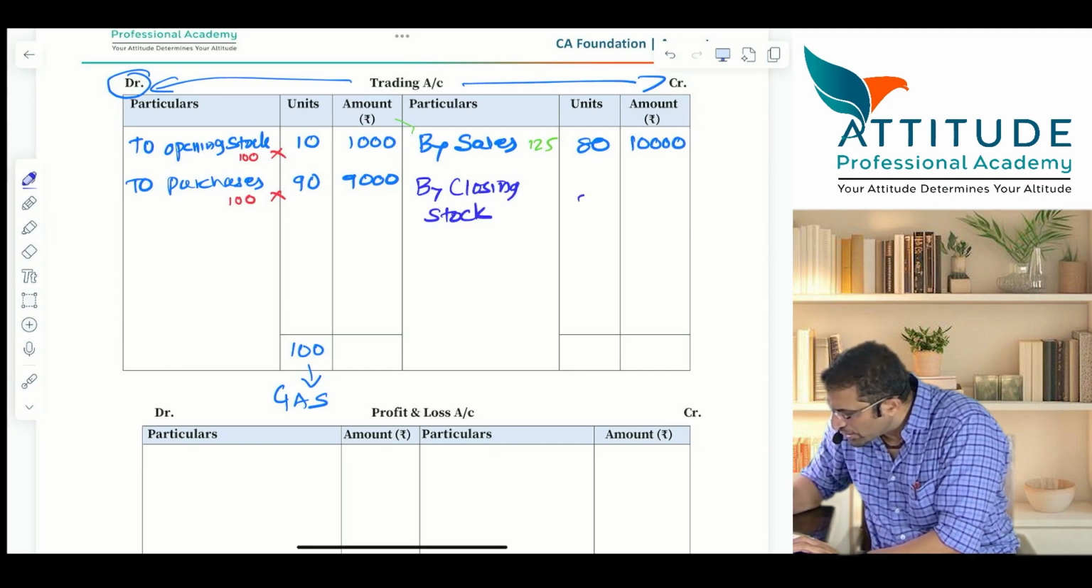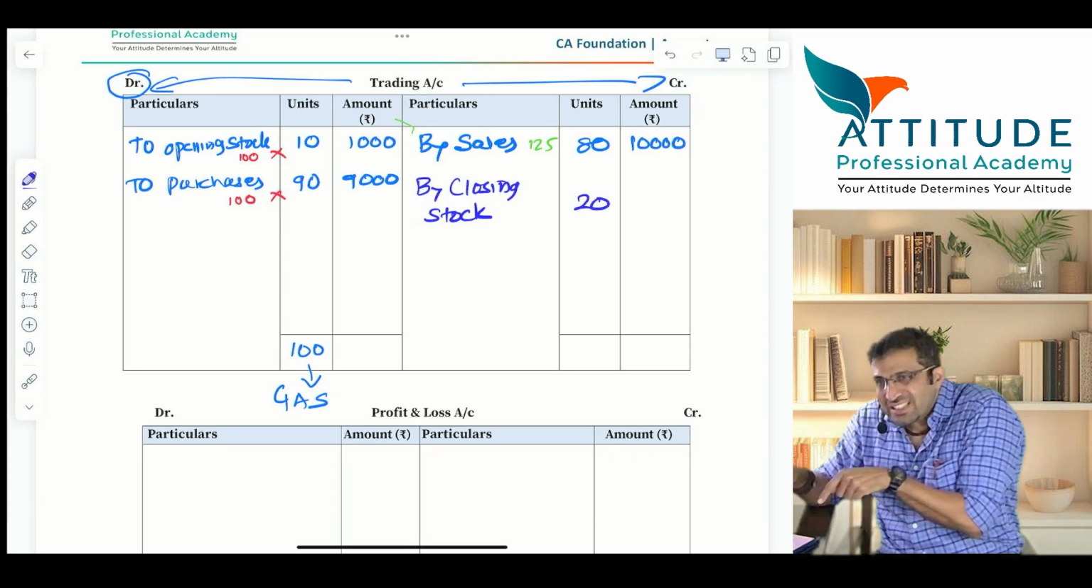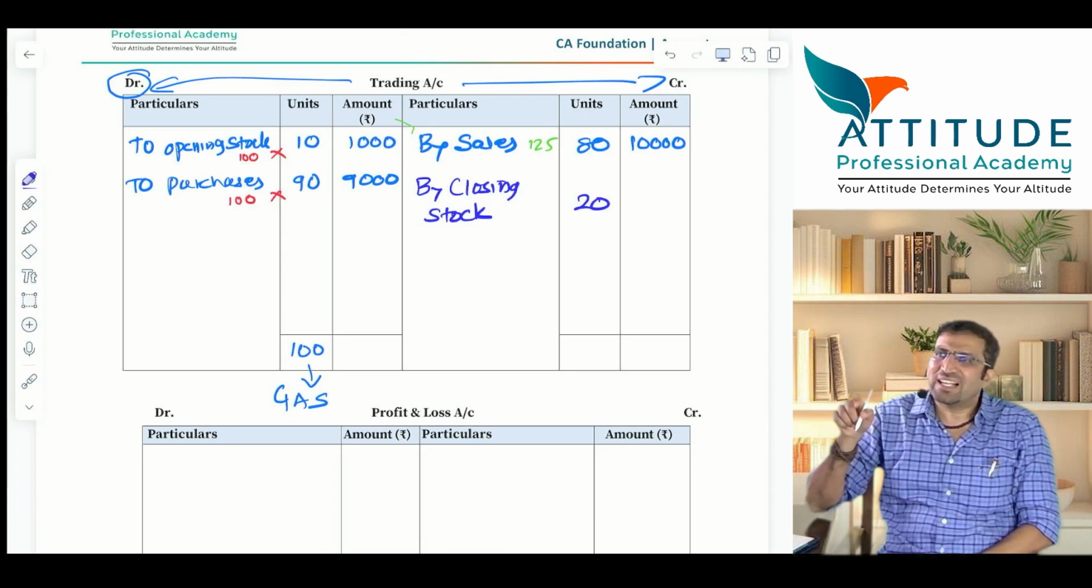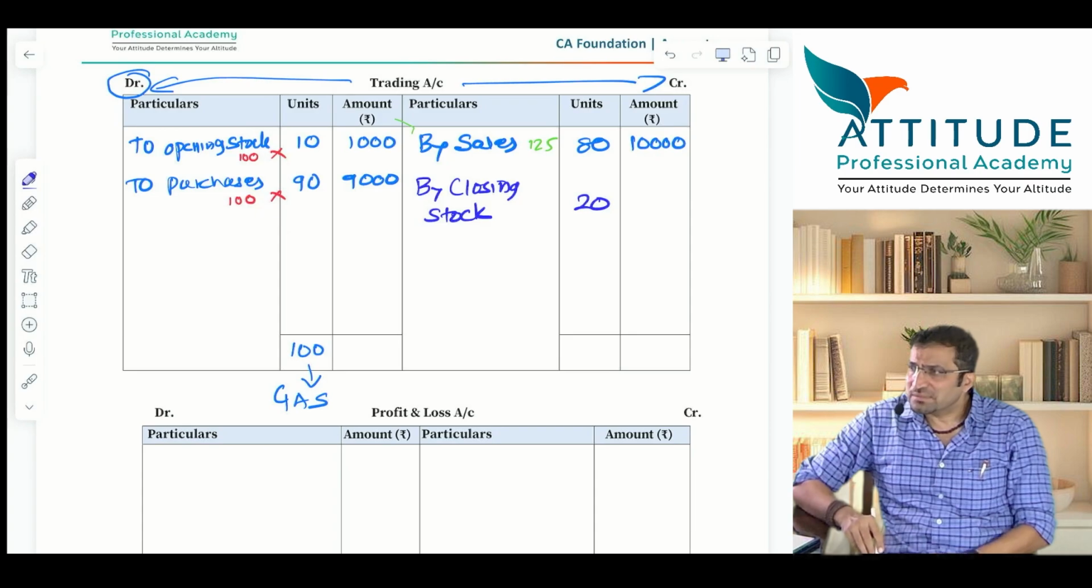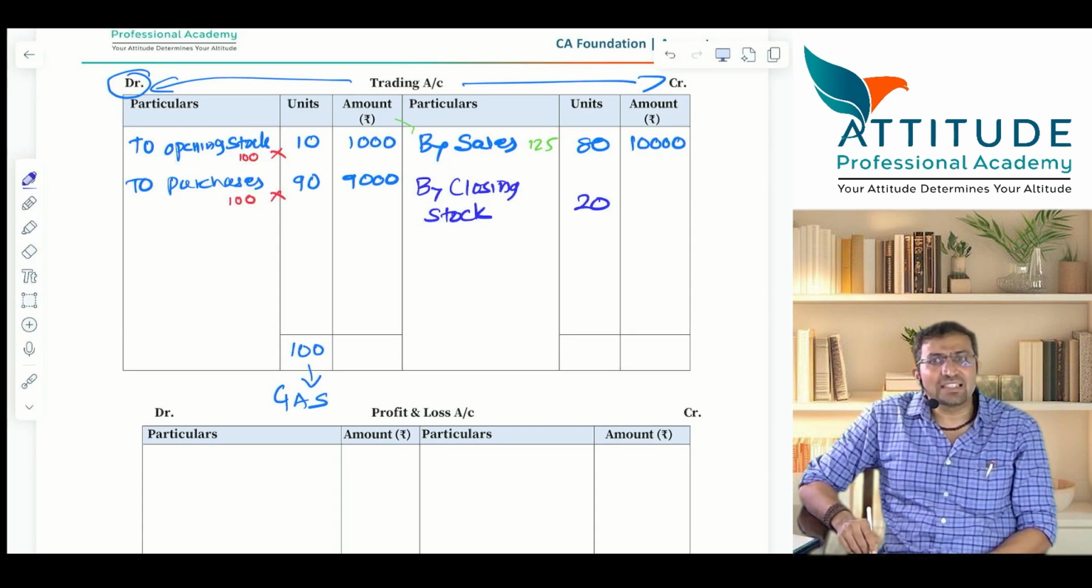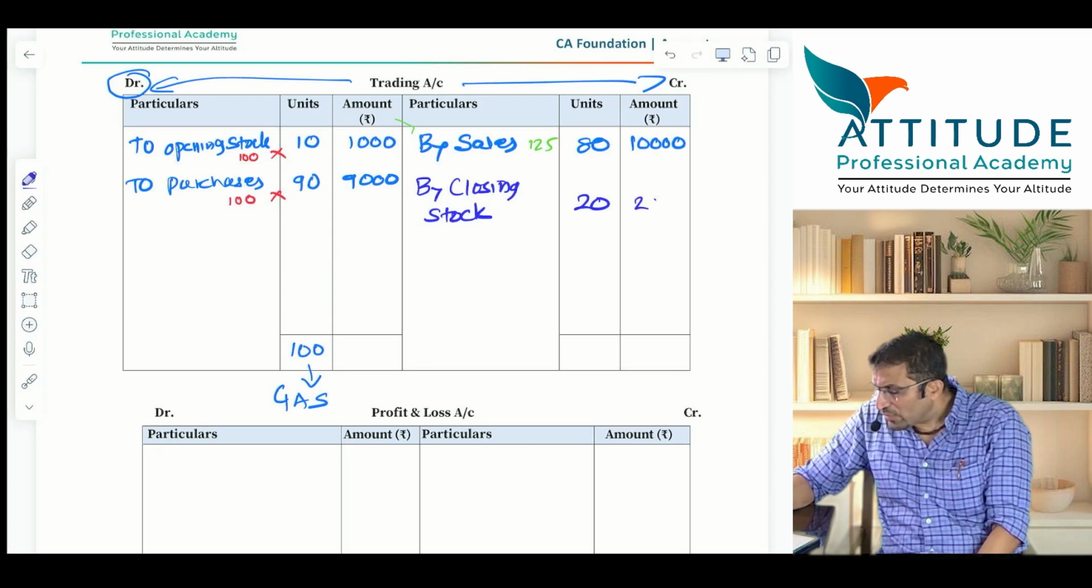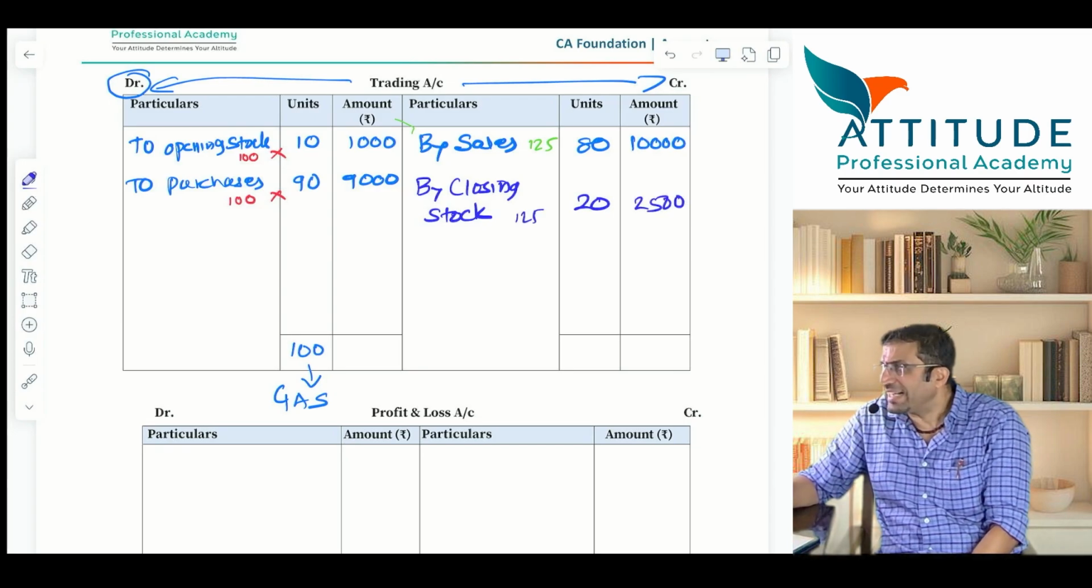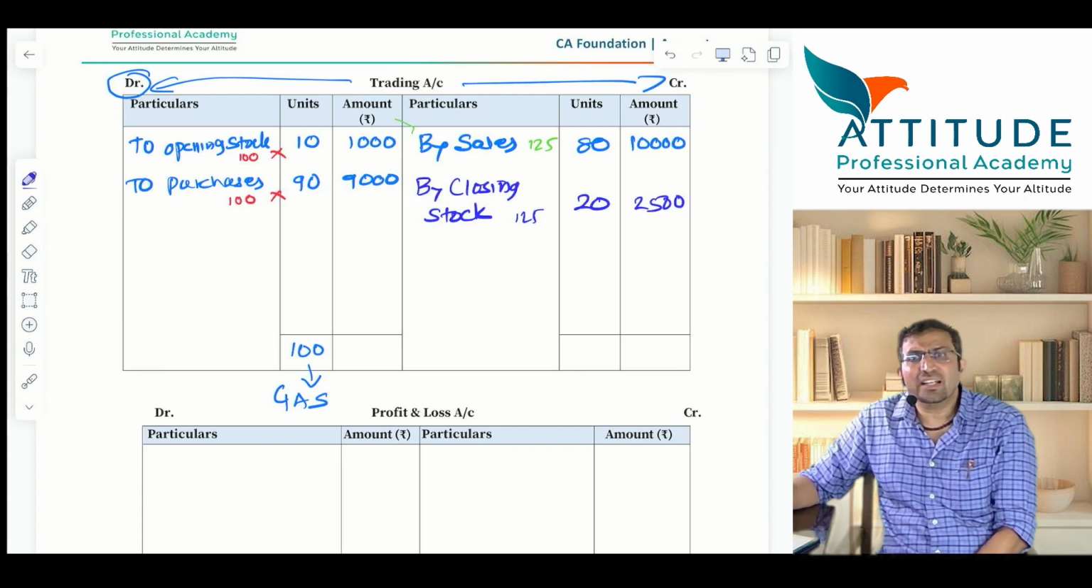Now the question is, closing stock is 20 units. Now these 20 units, should they be valued at cost price or selling price? Cost price is 100 rupees, selling price is 125. What if I take it as 125? At 125 into 20 is 2500. Yes or no?